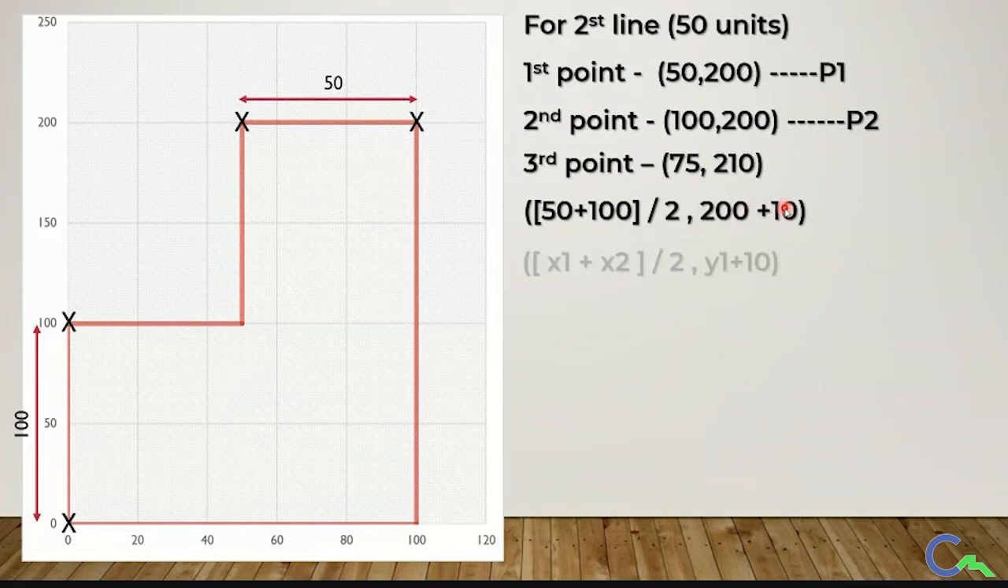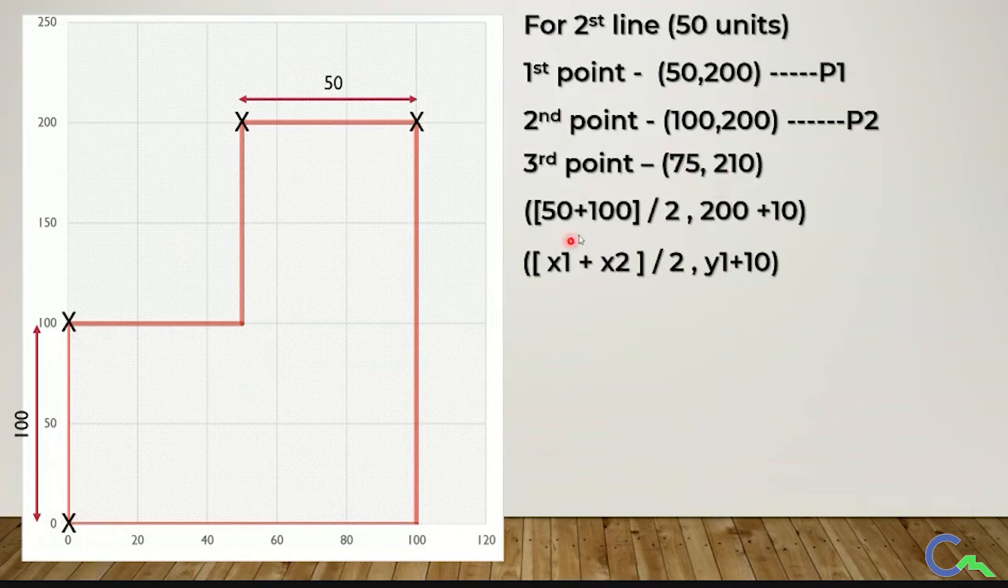So I can write like this: x1 plus x2 by 2 and y1 plus 10, right? These x1, x2 and y1 we will get from the Excel. We will extract these values from Excel, because we can't just give these values, because they might change. If I go and change the Excel, these points might change.